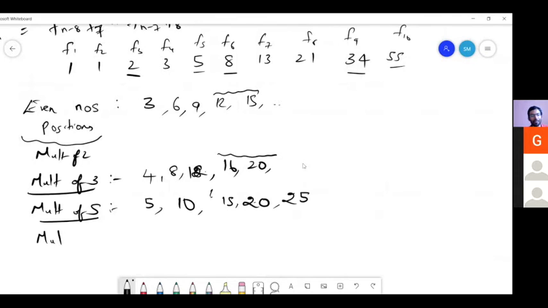Then multiples of 6. Interestingly, Shankar was trying to find it and he couldn't find it. So multiples of 4, they occur at multiples of 6.